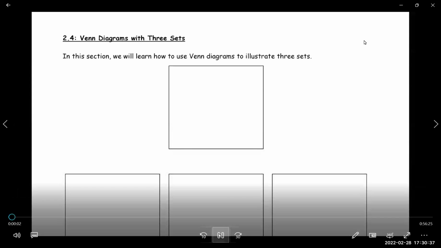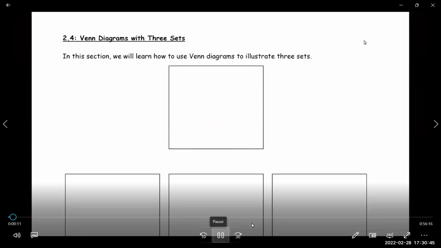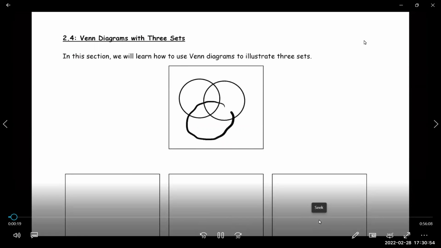All right, so here we go. Venn diagrams with 3 sets. So I think last class we mostly focused on just 2 sets, but now there's going to be a 3rd set. So let's draw a picture of that. 1 set, 2 set, 3 set. So we'll just call them A, B, and C.